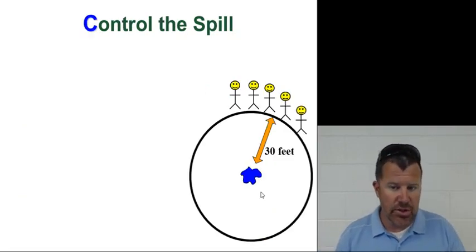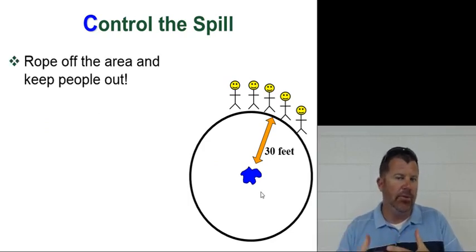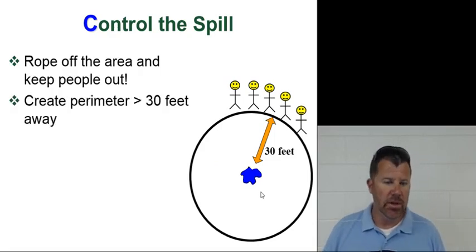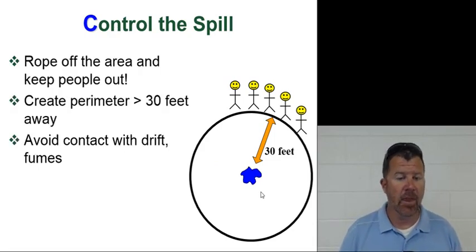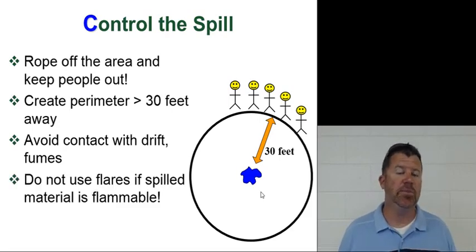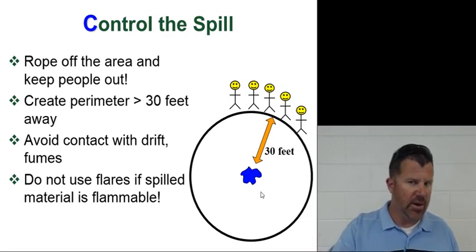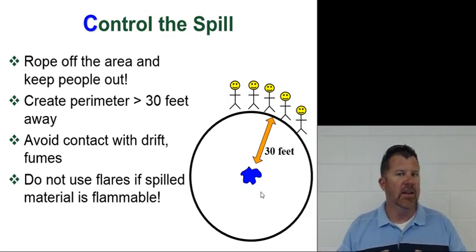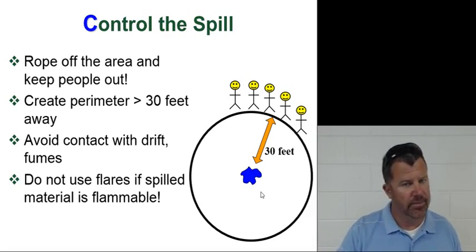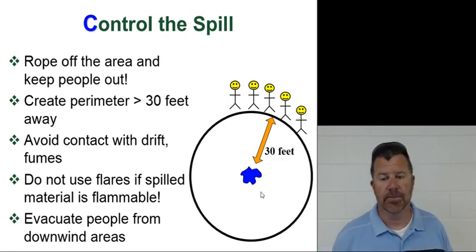All right, now we're going to control the spill. We want to keep people out. Set that buffer of 30 feet from the actual spill. Create that perimeter of 30. Avoid contact with drift and fumes. And do not use flares if spilled material is flammable. Common sense, right? You've got a pesticide that is highly flammable or combustible, and you set a flare right next to it. Common sense.